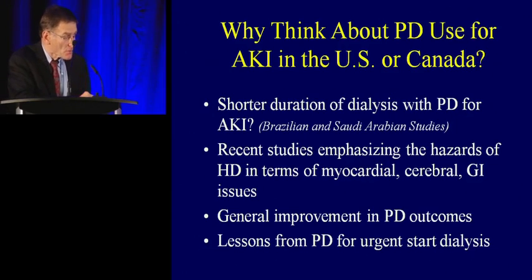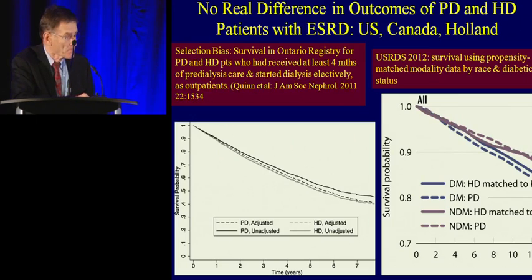And fourthly, there are lessons from PD for its use for urgent start dialysis that we should think about. And lastly, it's not on this slide, there are lessons that we can learn from the developing world about PD's use for AKI. So this is reverse now. Rather than us in developed countries teaching the developing world, we should look at what the developing world is doing, and perhaps we can learn from them. And that's what I'm going to talk about in the remainder of the talk.